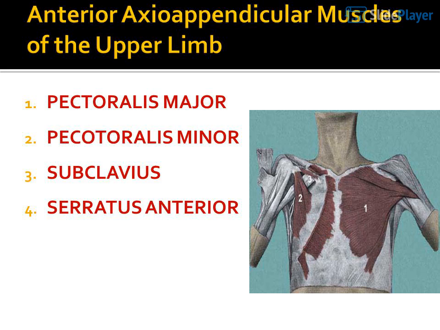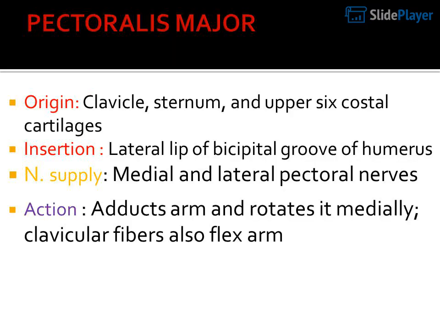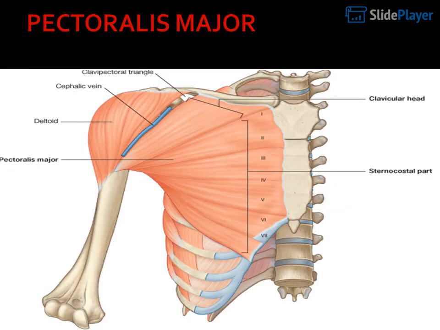Anterior axioappendicular muscles of the upper limb: pectoralis major, pectoralis minor, subclavius, serratus anterior. Pectoralis major and supply, medial and lateral pectoral nerves. Origin, clavicle, sternum, and upper 6 costal cartilages. Insertion, lateral lip of bicipital groove of humerus. Nerve supply, medial and lateral pectoral nerves. Action, adducts arm and rotates it medially, clavicular fibers also flex arm.